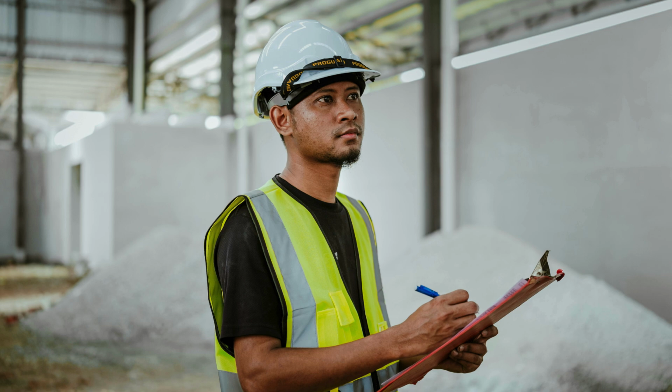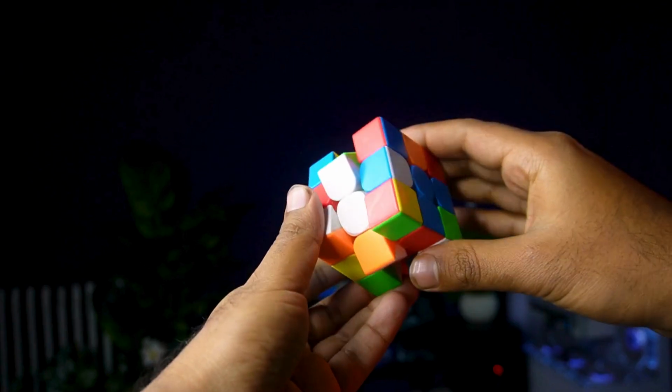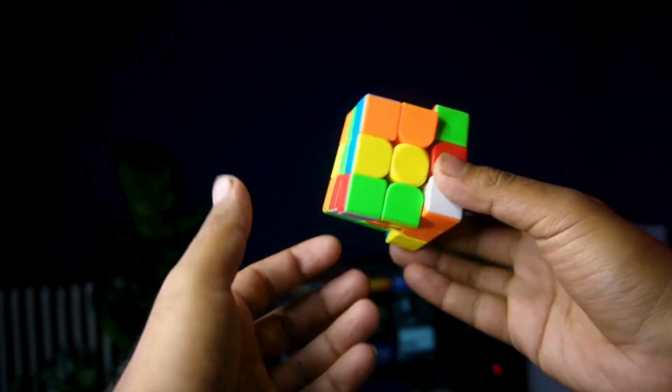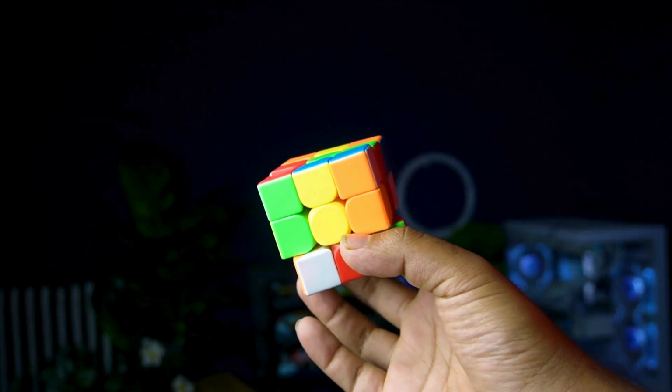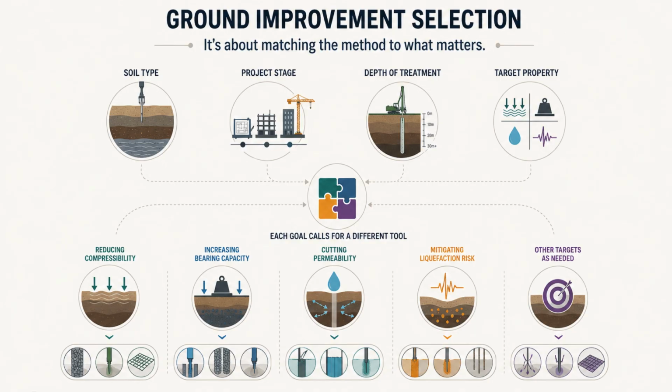Alright, for the engineers in the room, let's go one level deeper. Ground improvement selection isn't just about what techniques exist, it's about matching the method to the soil type, project stage, depth of treatment, and the target property you are trying to improve. Are you reducing compressibility, increasing bearing capacity, cutting permeability, or mitigating liquefaction risk? Each goal calls for a different tool.